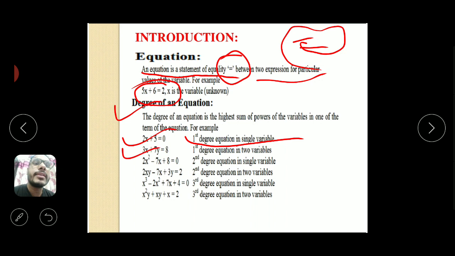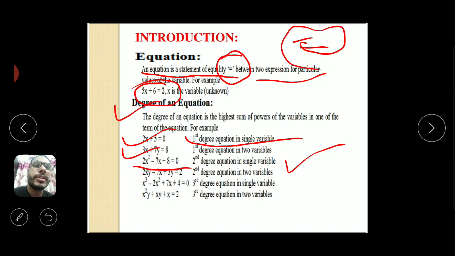Similarly for the second, moving to the third, if you see here the degree is 2 for a single variable, and here the degree is 2 again, for 2-degree equations in two variables. And for the third, the highest power of x is 3, so the degree is 3. Similarly for the next one, the highest power is 3.